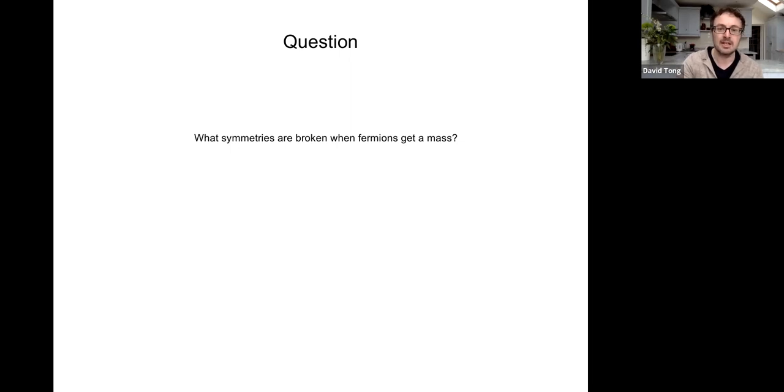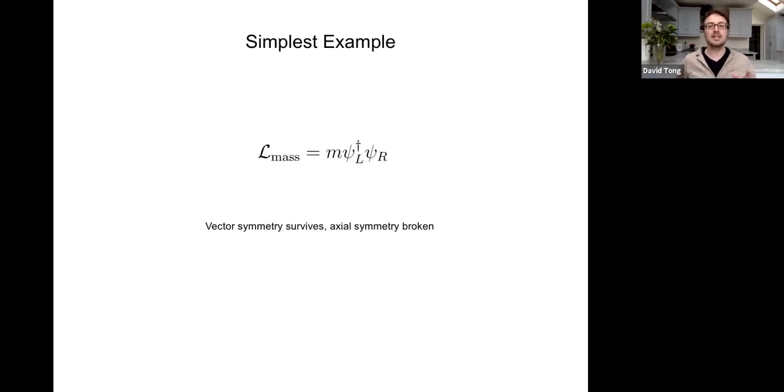Let me set the scene for you. Here's a simple example. Take a single massless Dirac fermion. It has 2 symmetries, usually called U1A and U1V. U1V rotates both left and right-handed in the same way. U1 axial rotates them in opposite ways. Give the fermions a mass. What happens? Well, the vector symmetry survives, but the axial symmetry or the chiral symmetry, which acts differently on left and right-handed fermions, is obviously broken when you give it a mass. Okay. Quantum field theory 101.